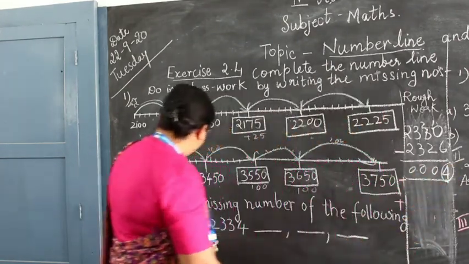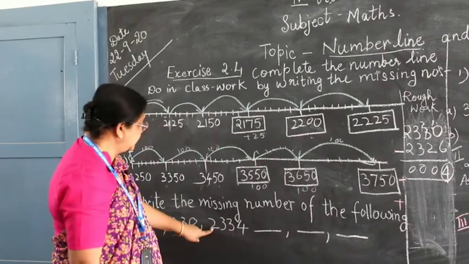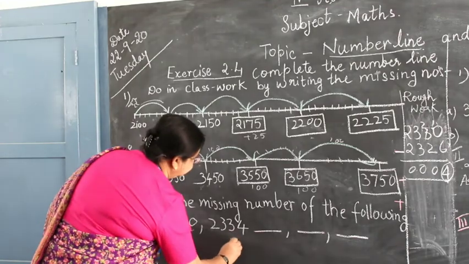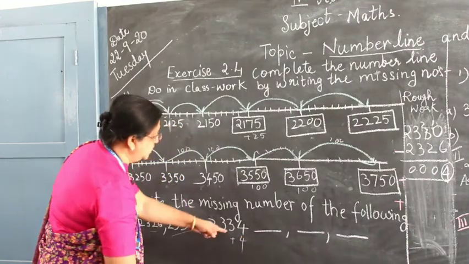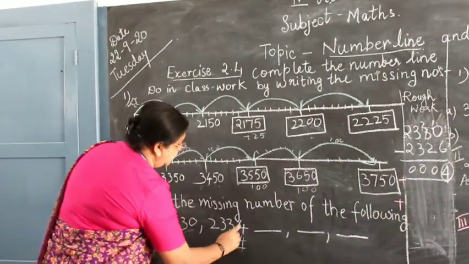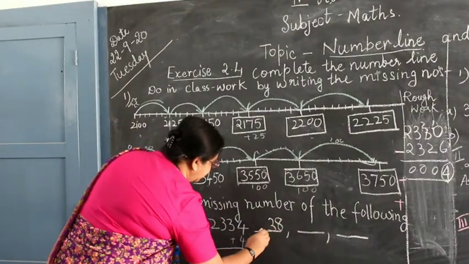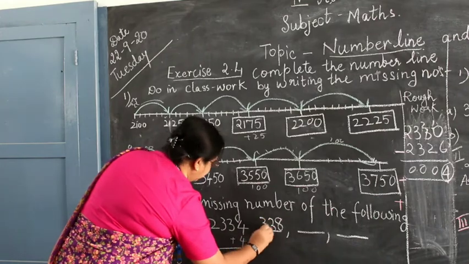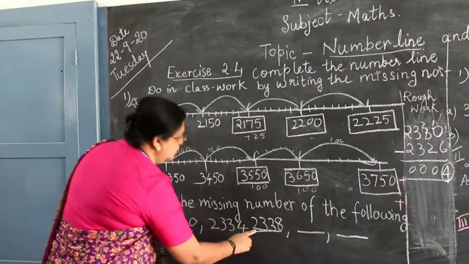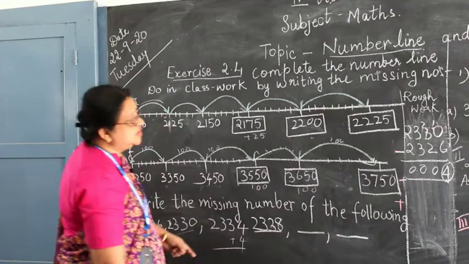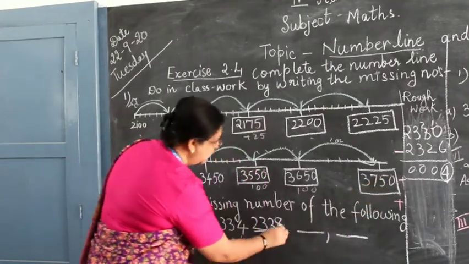So when you add up this 4 to this number, what you will get? See, when you add up 4, you will get what, children? 8. Then 10 is 3. Then 100 is 3, 2. So 2338.